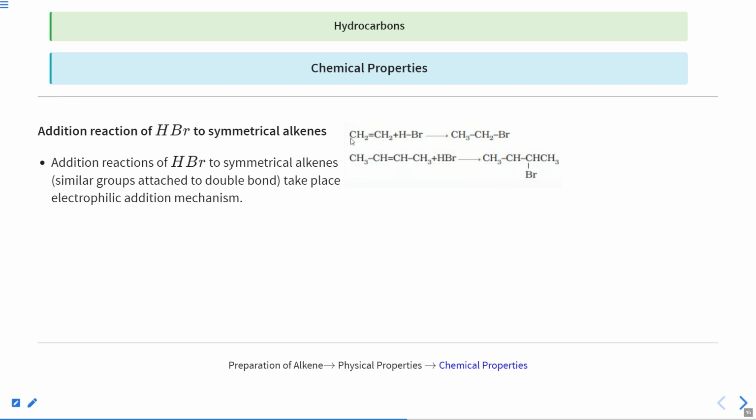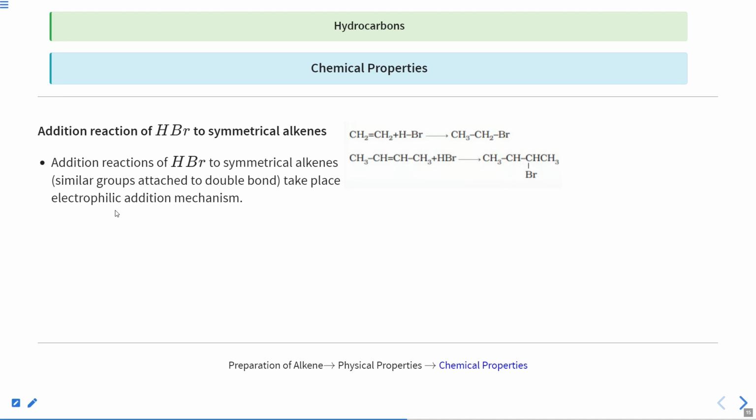So if you see here, there are two possibilities of addition. In case of symmetrical alkene, we don't have to worry. If Br goes here or H goes here, or Br goes here, H goes here, we'll give you the same reaction. But what about the unsymmetrical alkene? So this is a symmetrical alkene, we don't have to worry. So it gives us your normal electrophilic addition mechanism.